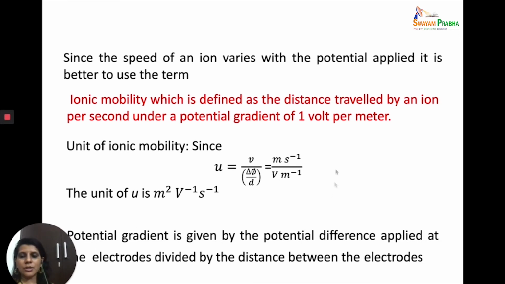Now, what are the units of ionic mobility? The SI units are going to depend upon the SI units of speed and potential gradient. The SI unit of speed is meter per second and the SI unit of potential gradient is volts per meter. So the unit of ionic mobility is going to be meter square per volt per second.